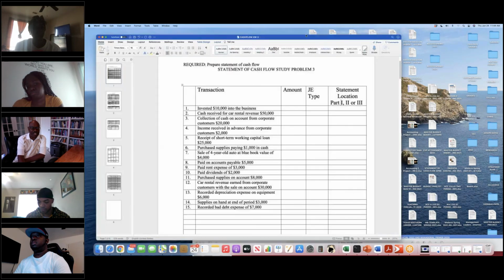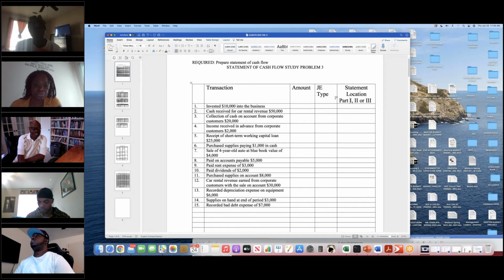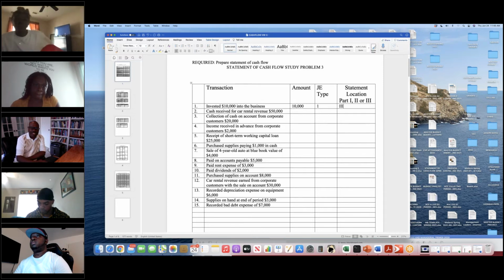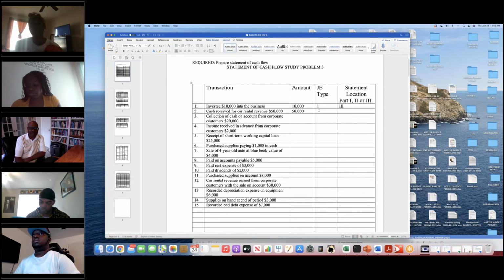Well, let's just do them all right quick. Invested 10,000 into the business. What are we gonna do with that? Type 1, section 3. So this is a type 1, and that's gonna be in section 3. Then cash received or earned revenue. Type 2, section 1.